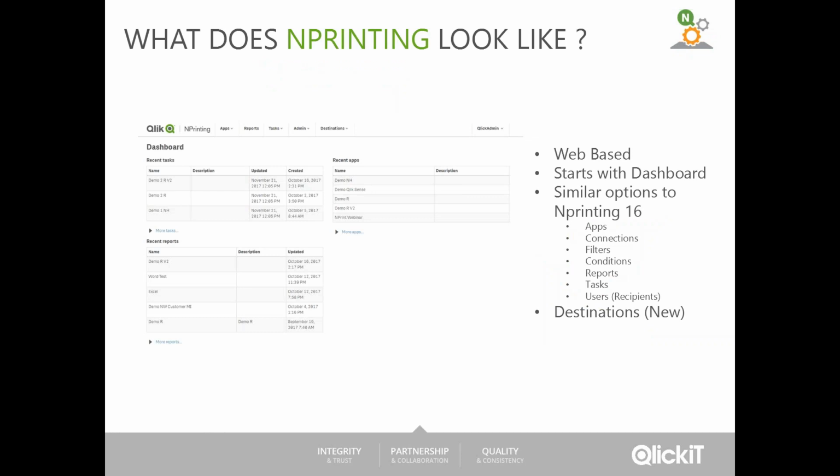So what does it look like? Well, it looks like that. It's very much a web page. It's web-based. When you go into it, it starts with a dashboard. For those that are familiar with NPrinting 16, it's got very similar options. So we have applications, we have connections, filters, conditions, reports, tasks, and recipients are now called users because we're combining people that are recipients and people that are developing and using the NPrinting system. And then we also have destinations. That's something new in NPrinting, or at least a new designation of a way to do things.